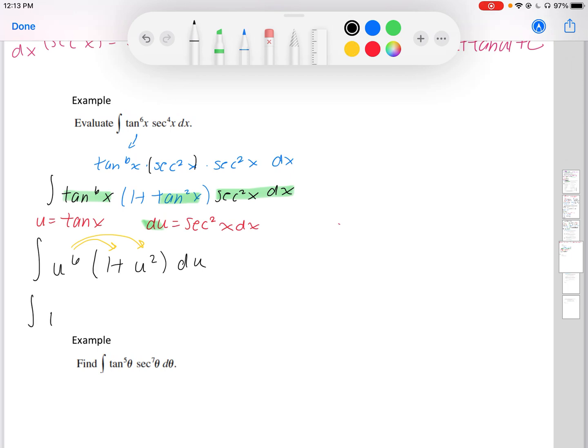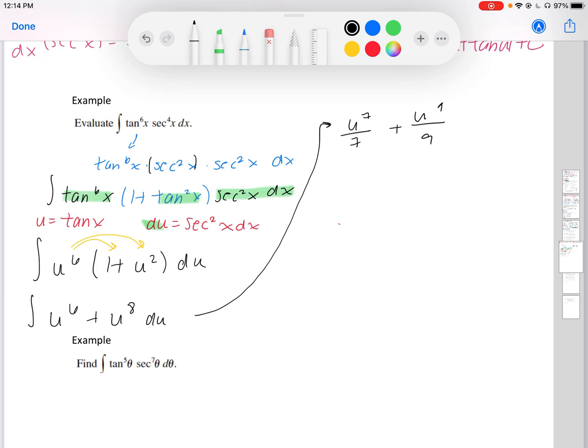So we have the integral of u to the sixth power plus u to the eighth power. Remember to add your exponents. du. Now we may integrate. We have u to the seventh power over 7 plus u to the ninth power over 9, because eight plus 1 is 9.